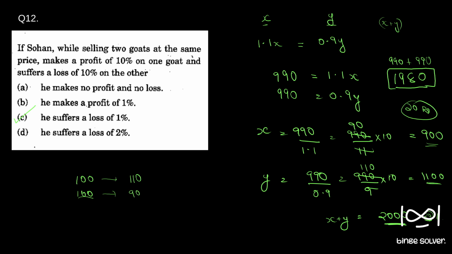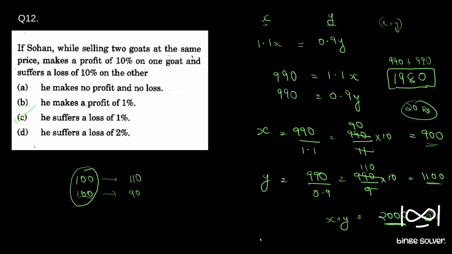If you miss out this point, that while selling two goats at the same price, it's not the original price that is the same, but the selling price that is the same, you will mess up this question. You shouldn't miss out that point. If you miss it in the exam hall, you will get the answer wrong. So that is the solution to question 12. Option C is the answer.